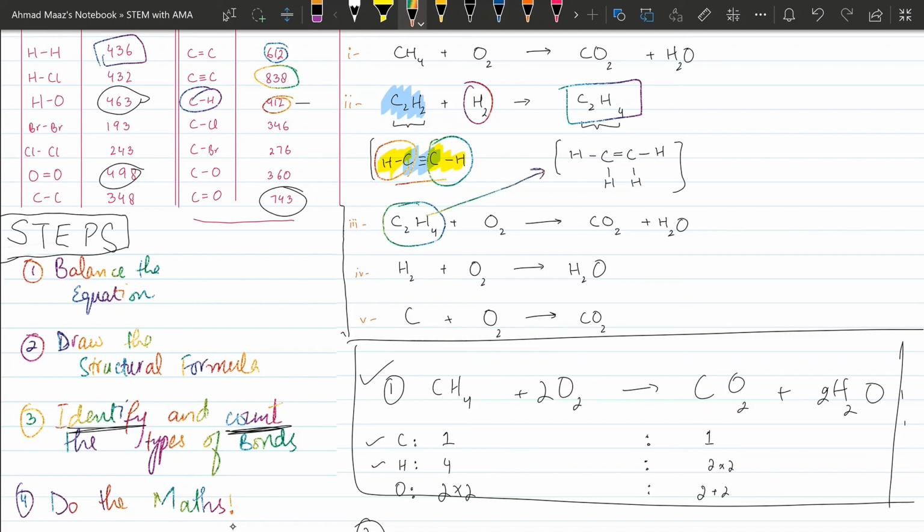It is the same molecule as this. Oxygen, we have done it over here. CO2, we have done it over here, and water, we have done it over here. And then we have hydrogen, oxygen, and water. Very simple. Now, this is important.